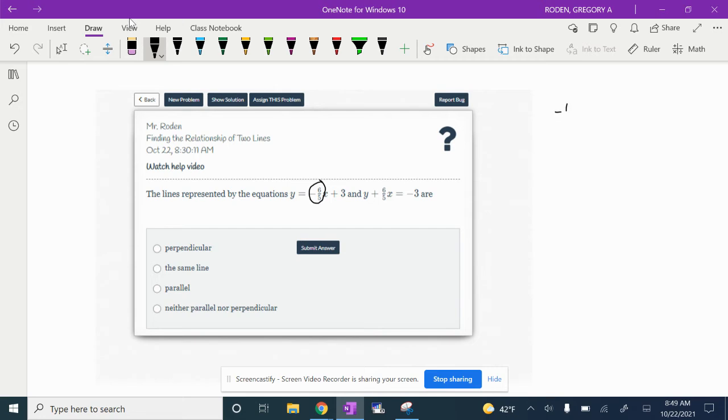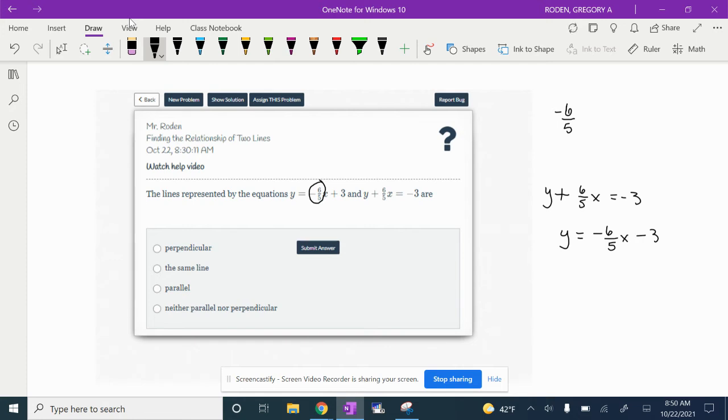So one of the slopes is -6/5. Now the other one I have to solve for y here. So if I have y plus 6/5x equals -3, what I'll do is subtract 6/5x from both sides. So I get y equals -6/5x minus 3. I just put it in slope-intercept form.